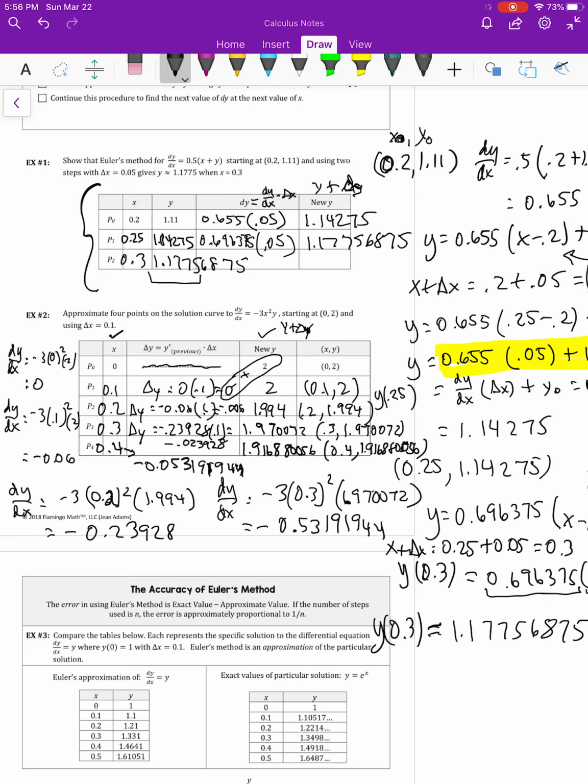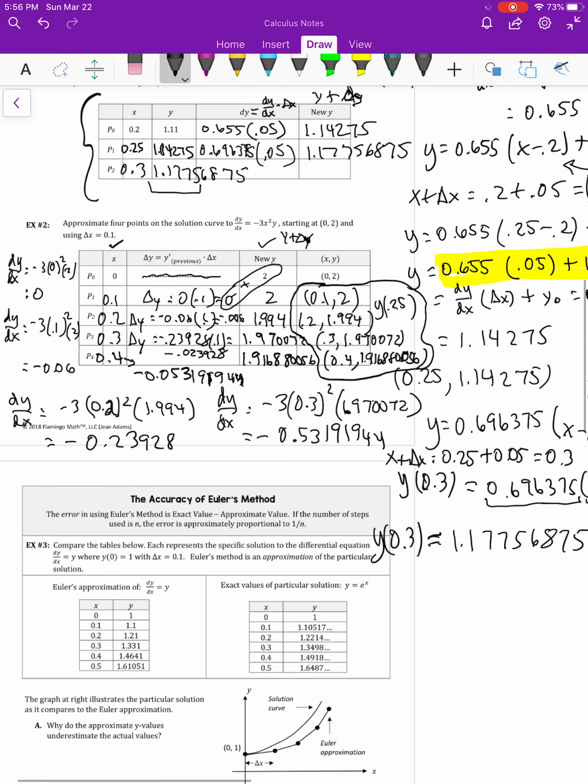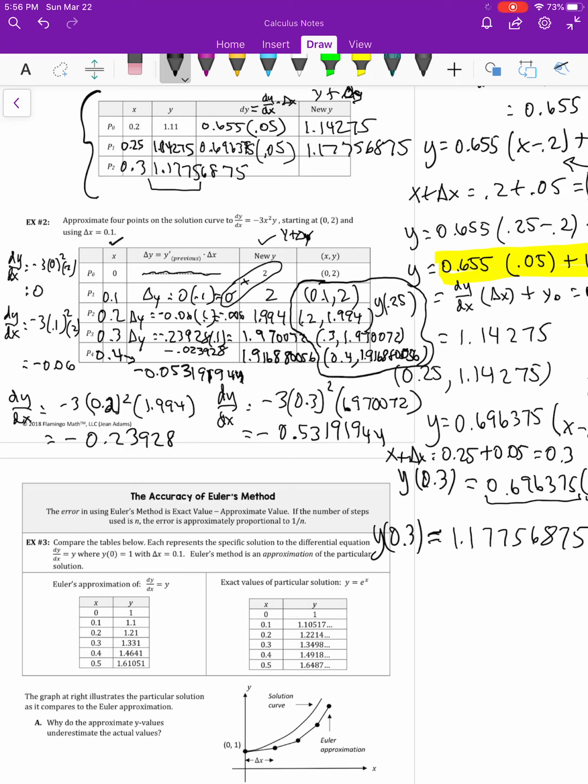And so they wanted us to approximate 4 points on the solution curve. So my final answer, and I know this is very messy and I'm so sorry, but my final answer are those 4 points. I'm going to erase this little guy right here because he was part of that other problem. But those are the 4 points that they were asking us to approximate right there. Approximate 4 points on the solution curve.